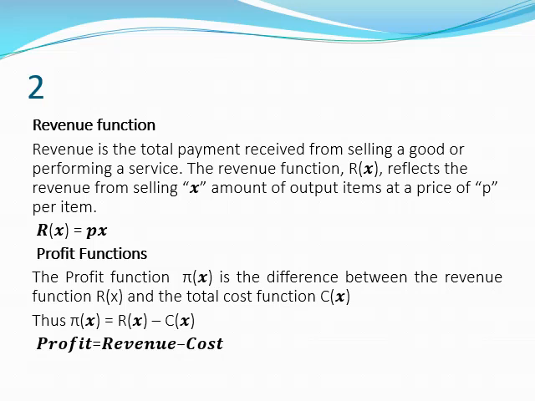Accordingly, let's define the profit function. The profit function P(x) is the difference between the revenue function R(x) and the total cost function C(x). Thus, P(x) equals R(x) minus C(x). Profit equals revenue subtracted by cost.